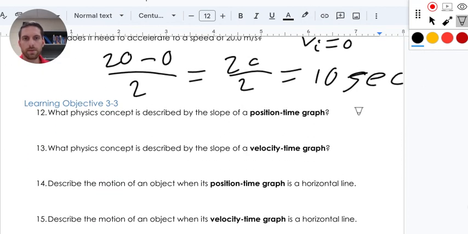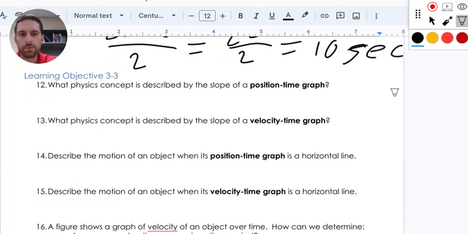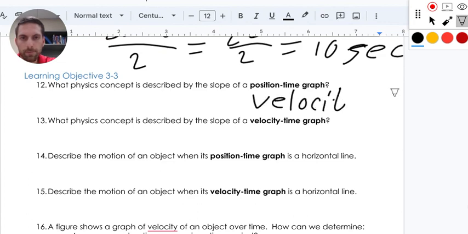All right. For a position versus time graph, the slope gives us velocity. This is acceleration because it's the slope of a velocity versus time graph.